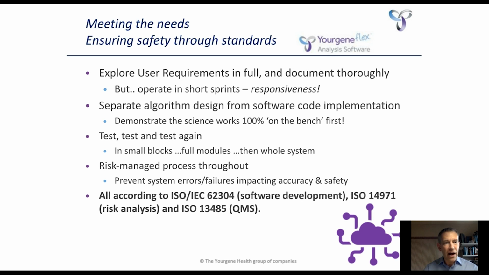Moving on, meeting those needs. So how do you then ensure? We talked a bit about software safety and software safety standards before. What you've got to do is explore the user requirements in full and document them thoroughly, but then operate in short sprints. That means that you can then respond to slightly changing user requirements. And we would run user panels and show people what the GUI looks like, use wireframes, that kind of thing, to get feedback whenever we can.